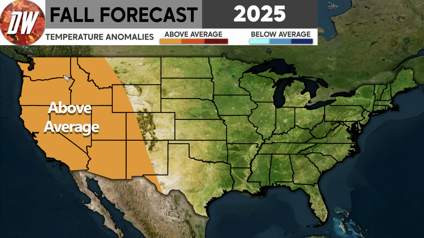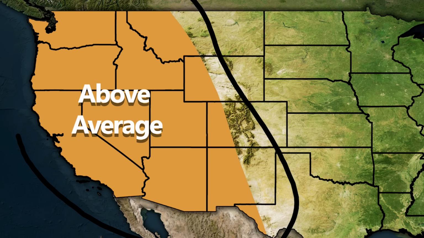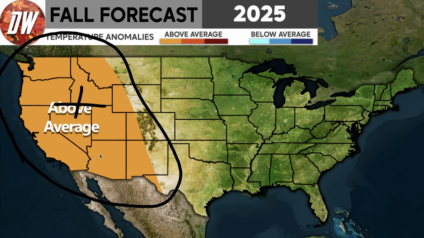Now, as we take a look at the first graphic, we can already see the above average temperatures located out west. This is what we call a positive PNA, when this warmer air mass sets up over the western areas of not only the United States, but also Mexico and Canada, really all of North America.